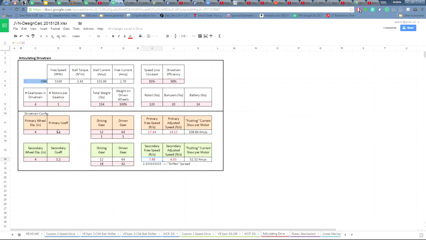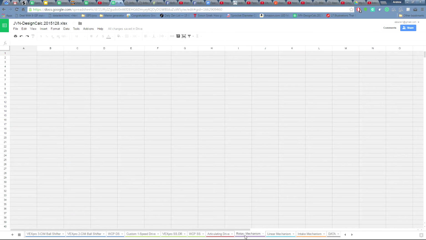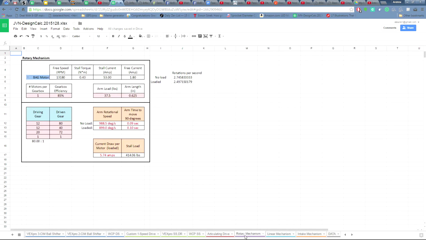I haven't really used this much for articulating drives. You can essentially solve them as two single-speed drives, which is what you do with most shifters. But this is just a nice way of organizing it all in one place. Alright, now we get to the non-drivetrain useful stuff. That's what I like to play with. First tab is rotary mechanism, which is a nice word for saying anything that spins that's not a drivetrain.